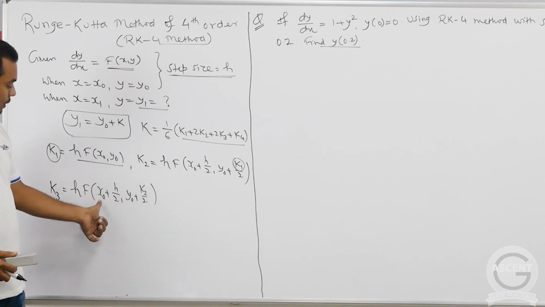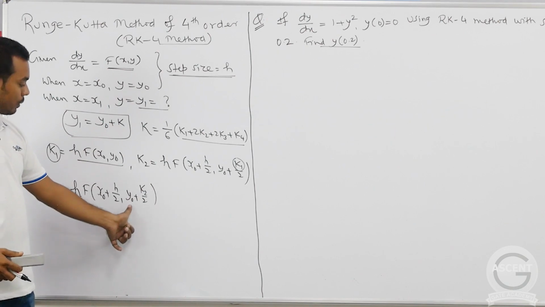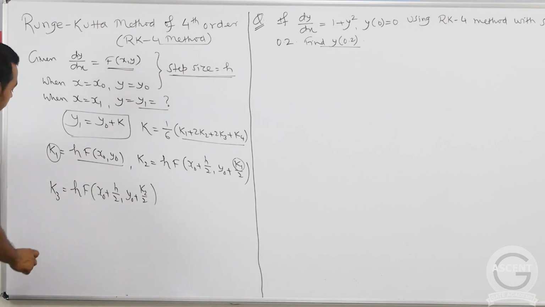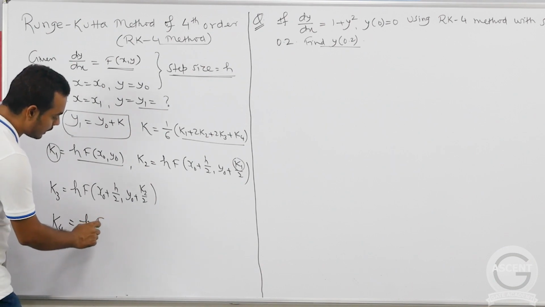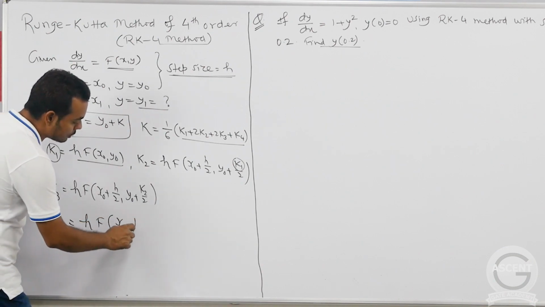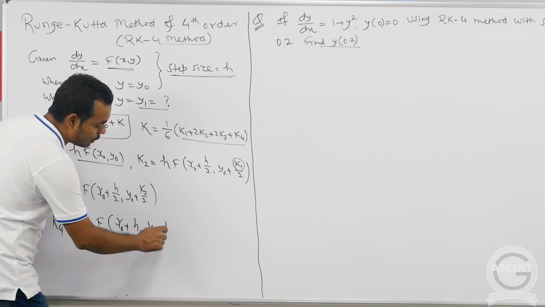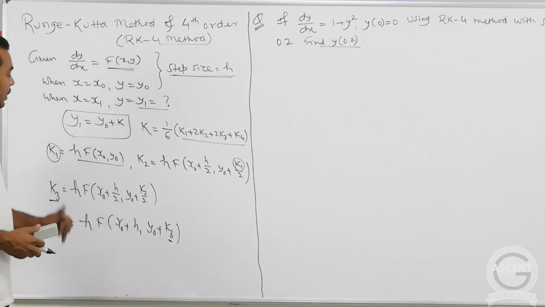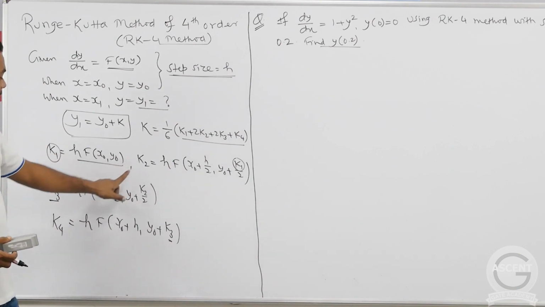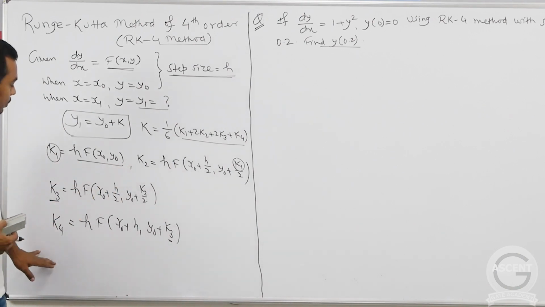K3 will be h into f of x0 plus h by 2, y0 plus k2 by 2. And finally you have to calculate k4. So k4 will be h into f of x0 plus h, y0 plus k3. This k3 will be substituted from here. So these are the formulas to calculate k1, k2, k3, k4. This you have to remember.